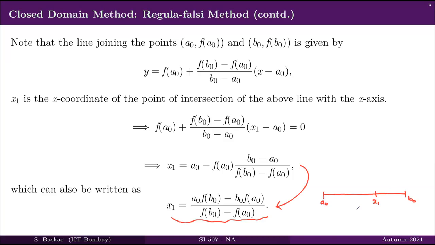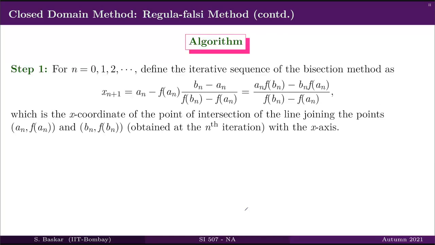Now again, once you have that interval, say a1 to b1, you will use the same formula, but now with x2 equal to the same expression, but replace suffix 0 by suffix 1. And this process will continue in a similar way. In general, for every n equal to 0, 1, 2, and so on, we define our xn plus 1 as this expression, which can also be written in this form. Remember, this is the point of intersection of the line joining these 2 points with the x-axis.